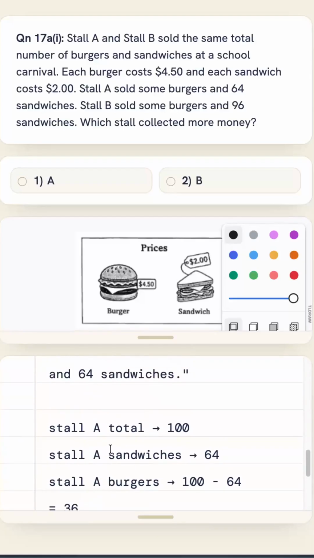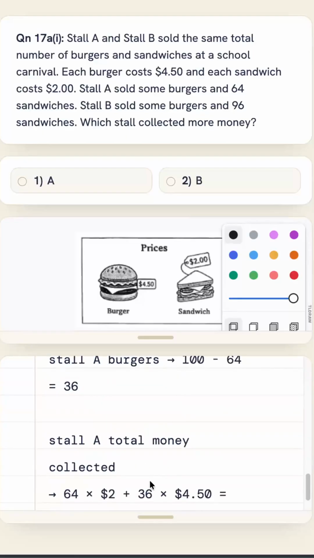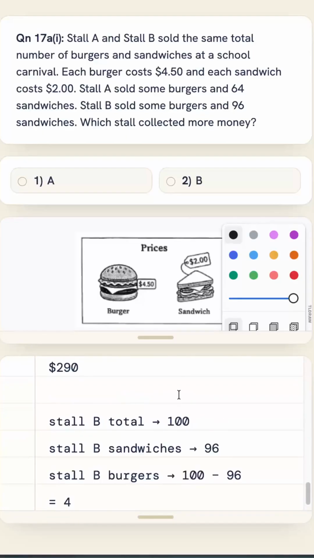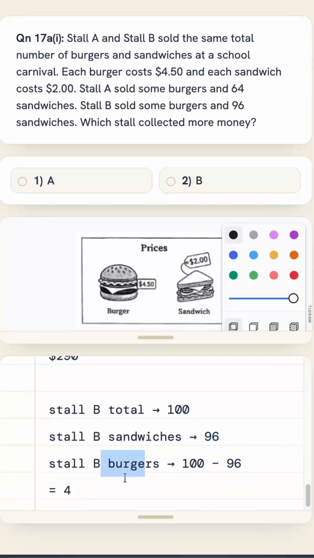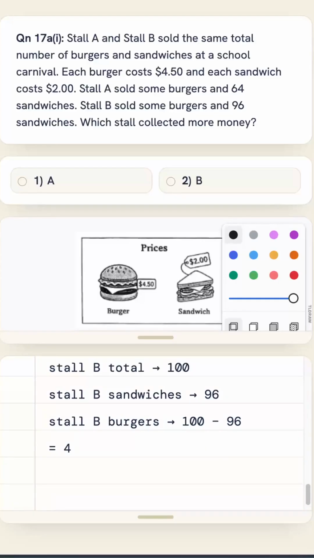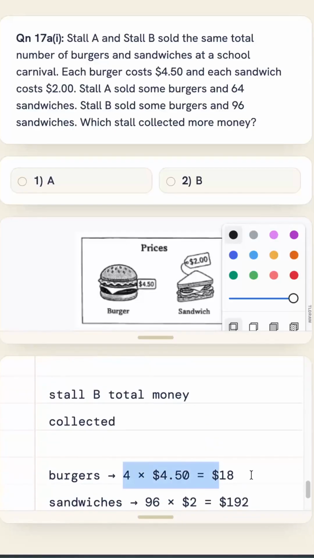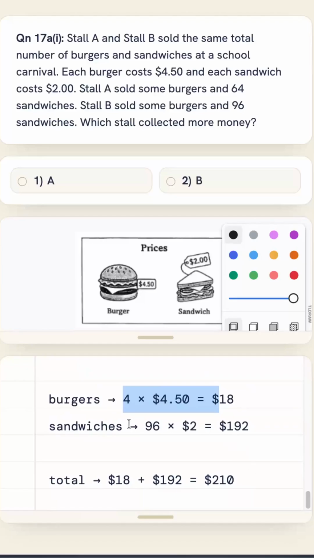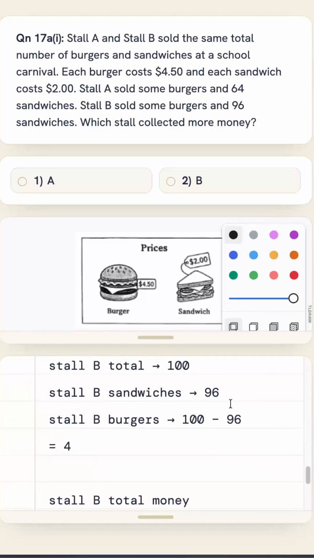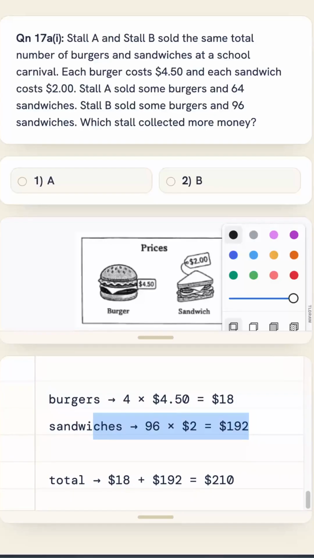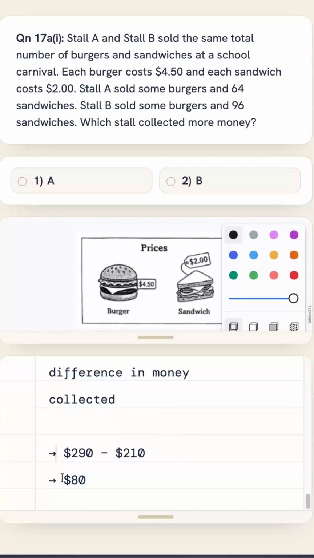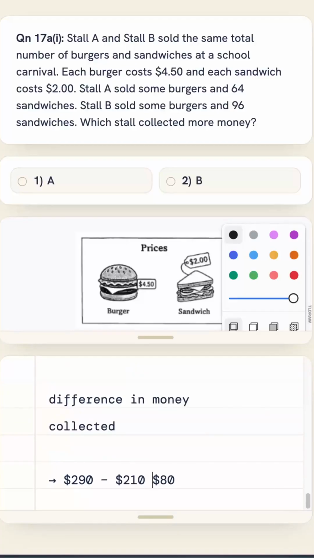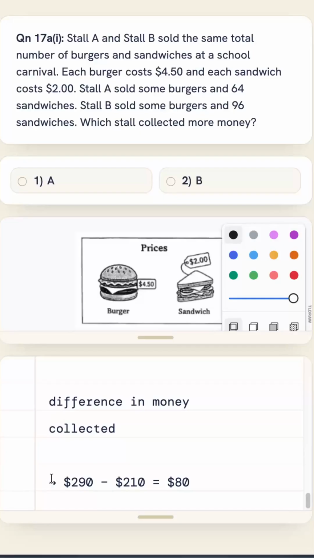Total money collected. So now we're going to do stall B. Stall B over here will be 100 total: sandwiches 96, burgers 4. So for stall B money collected, we'll just multiply. Burgers will be 4 times $4.50, sandwiches will be 96 times $2, and then the total will be $210. Therefore, the difference in money collected will be 290 minus 210, and this will give us $80.